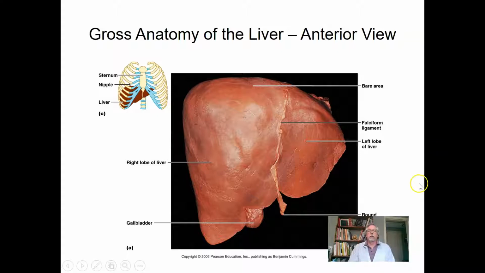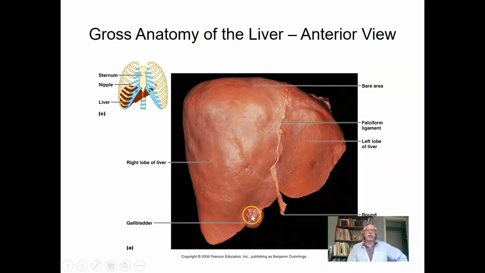So here is an anterior view of the liver. First of all, the liver sits in the upper right abdominal quadrant up against the bottom of the diaphragm, and it's really well protected, mostly covered by the rib cage. In the anterior view, you can see the right lobe. This is the largest lobe of the liver. Then the left lobe, and the typical shape is sort of triangular.